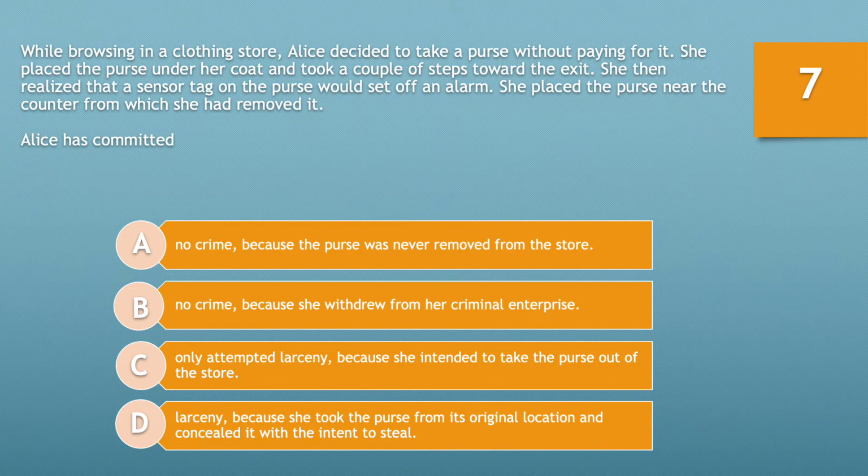Alice has committed A. No crime because the purse was never removed from the store. B. No crime because she withdrew from her criminal enterprise. C. Only attempted larceny because she intended to take the purse out of the store. D. Larceny because she took the purse from its original location and concealed it with the intent to steal it. Take 10 seconds and choose the best answer.